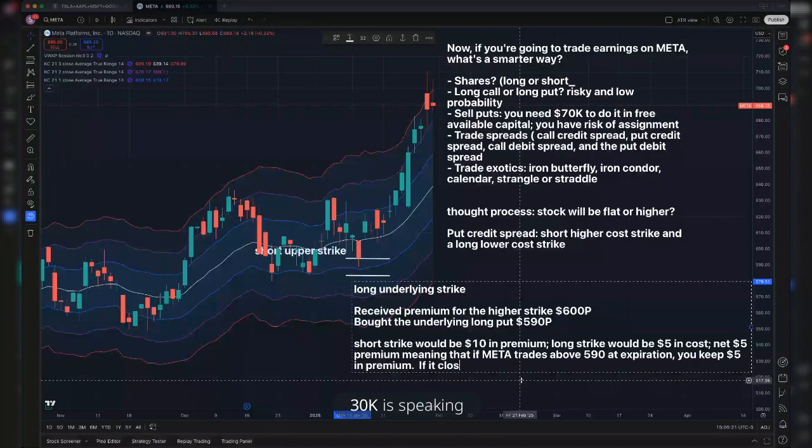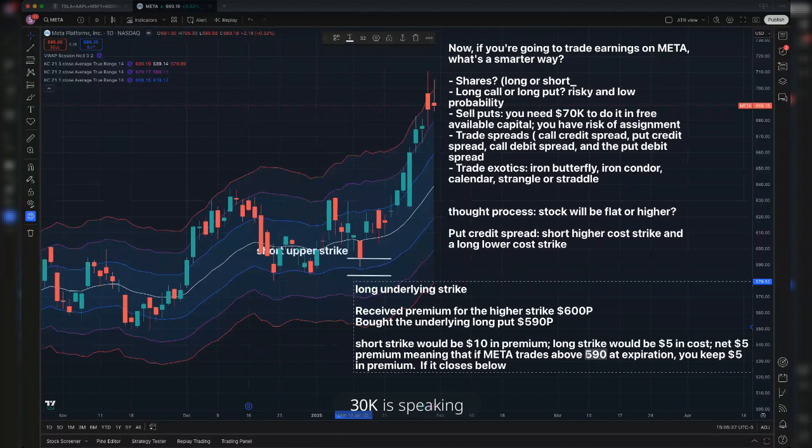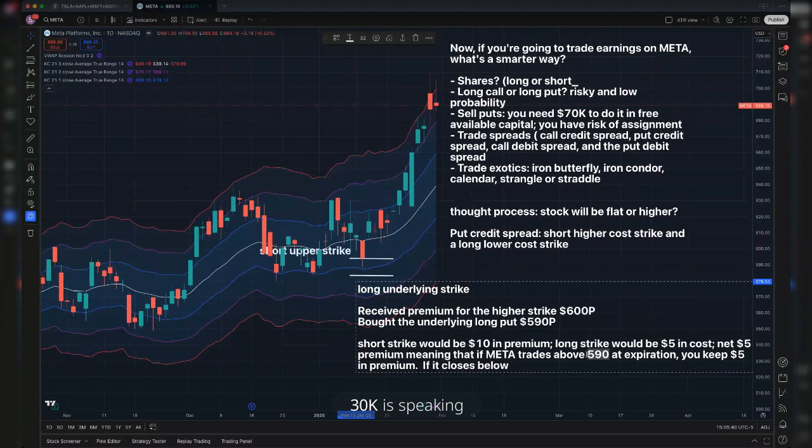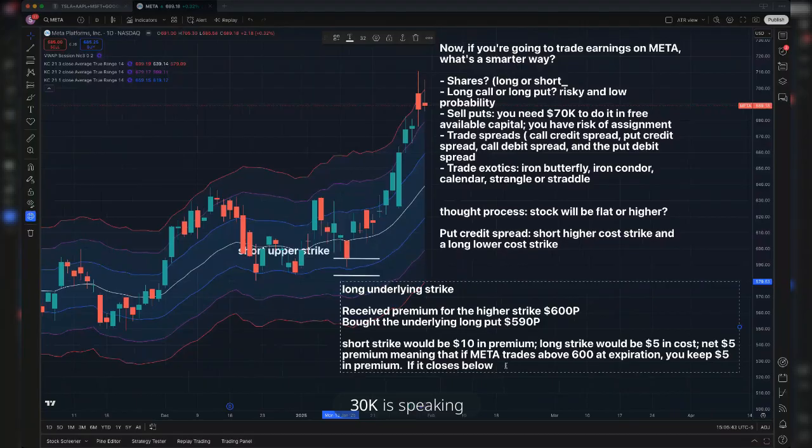If it closes below, sorry, wrong thing. If it trades above 600 at expiration, you keep $5 in premium. If it closes below 590, you have lost $5. And so that's the risk of the spread, right? And then if it's between, it is the difference between the two. So if it closed at 592, for example, you would have lost $3 on the trade.